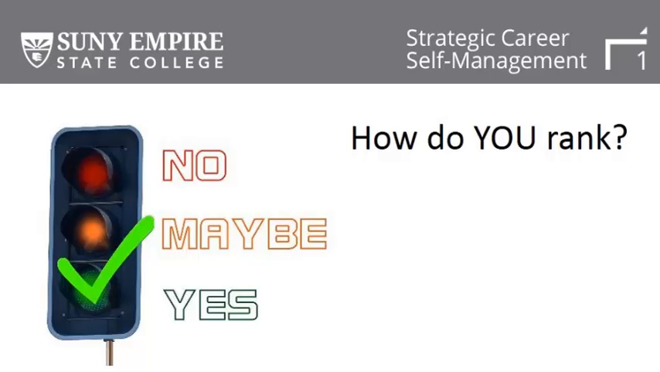And so you might want to think about a traffic light being red light, yellow light, green light. Red means I have no experience. Yellow means I might have a little bit but need to improve. And green might mean I'm proficient exactly where I'm at.